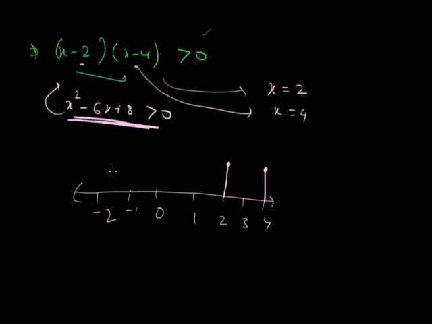Yes, it is in our domain. Now if I take a certain value which is bigger than 4, let's say 5. 5 minus 2 is a positive quantity, that is 3. 5 minus 4 is a positive quantity, that is 1. Multiplying both positive quantities, we get the answer 4.